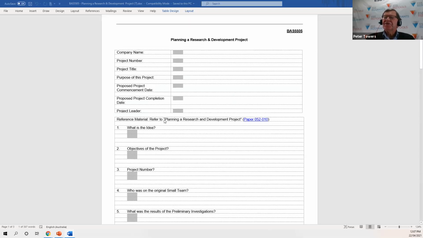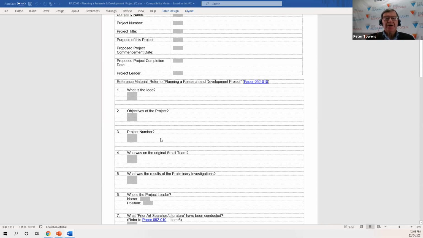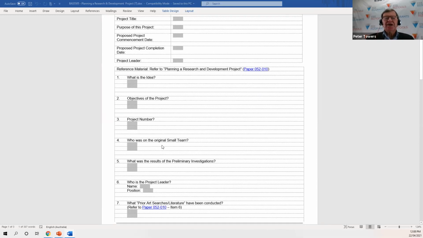This is a form to guide your client through the process. What is the idea? What are the objectives of this project? They should allocate a project number to it. Who was on the original small team? Because there are real questions about protection of intellectual property that need to be considered by someone in the leadership team. What were the results of the preliminary investigations?